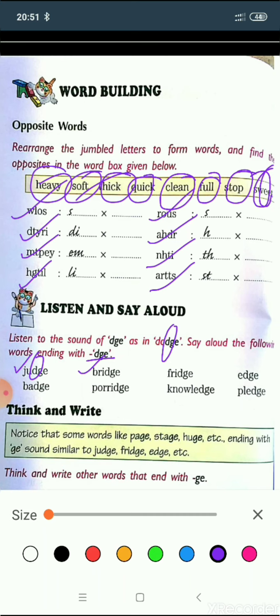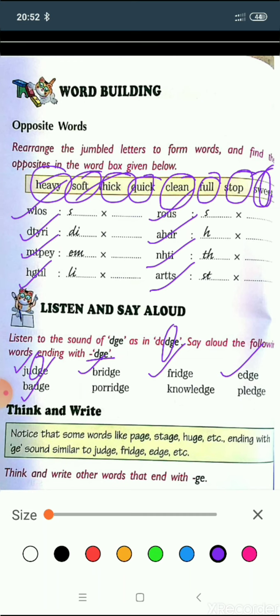BRIDGE. It is pronounced bridge. Then FRIDGE. It is pronounced fridge. Then it is EDGE. It is called edge. EJ. Edge.